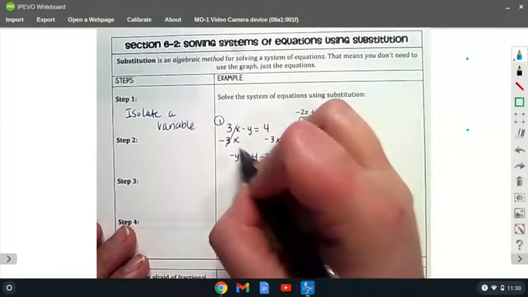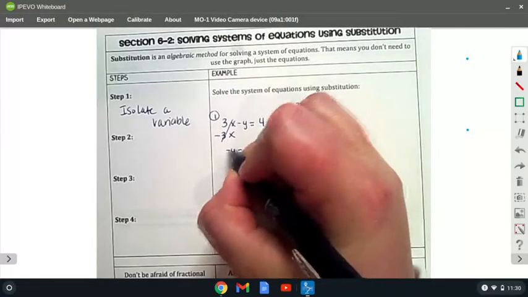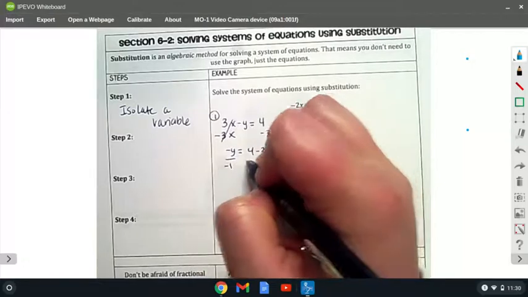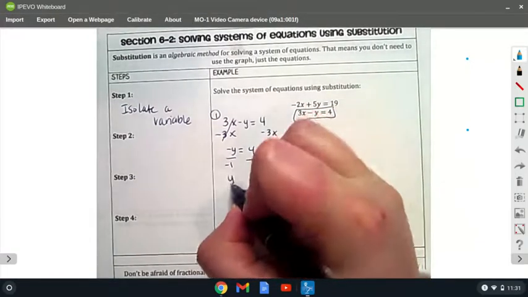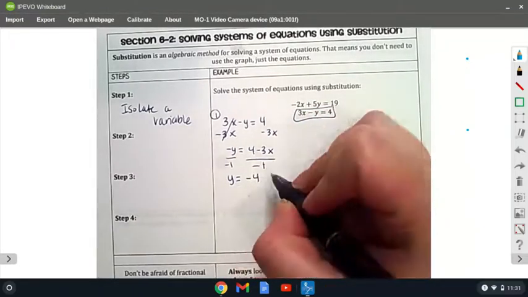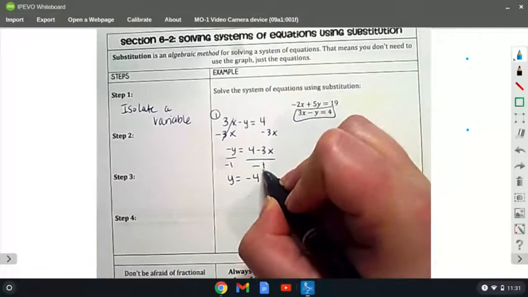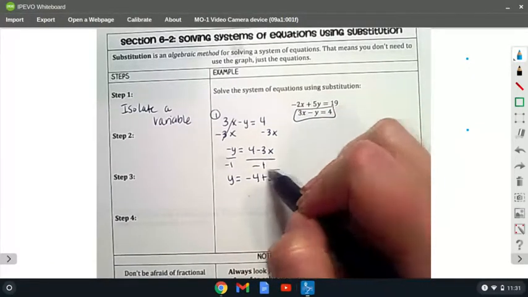So that gives me negative y equals 4 minus 3x. Now, this is a negative y. I can't have a negative y. I need the isolated variable to be positive. So in order to change that from a negative, I'm just going to divide everything over here by negative 1. So this will become a positive. 4 divided by negative 1 gives me a negative 4. And negative 3 divided by negative 1 gives me a positive 3. So I'm really just changing the signs of the other side.